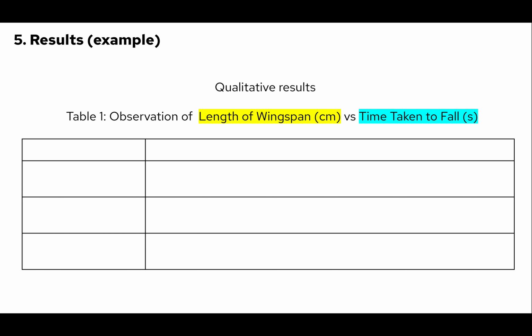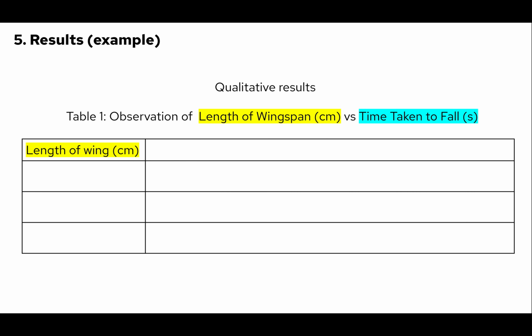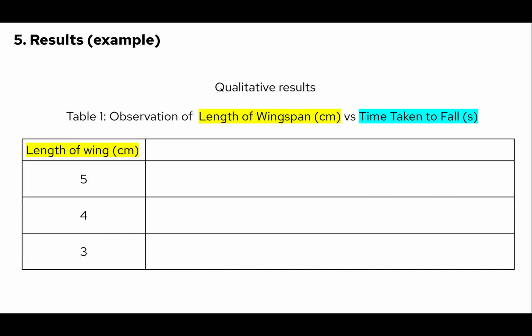Now I have my table, and you'll notice I have two columns. The first column is always my independent variable. So the heading will be length of wing in centimeters. And I'm going to use the following: 5 centimeters, 4 centimeters, and 3 centimeters. Notice that I just have numbers underneath the heading. I do not have any letters or units. We do not include units. The units are included in the heading only. So remember, these are just going to be numbers.